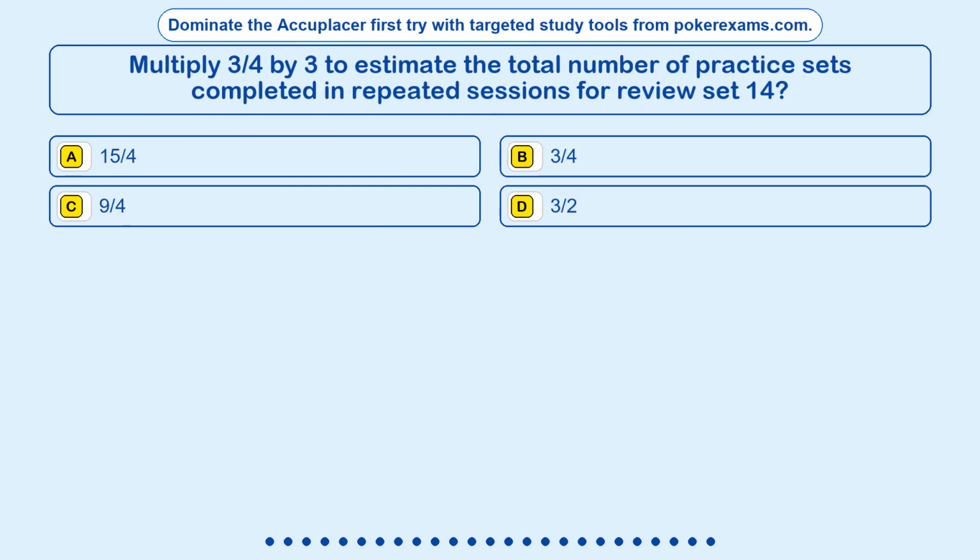Question 2. Multiply 3/4 by 3 to estimate the total number of practice sets completed in repeated sessions for review set 14. Option A, 15/4. Option B, 3/4. Option C, 9/4. Option D, 3/2.